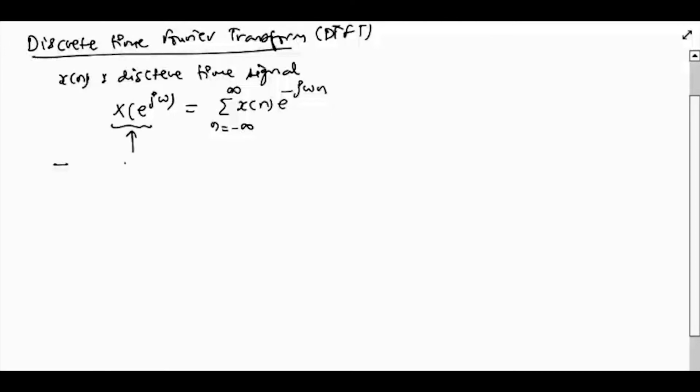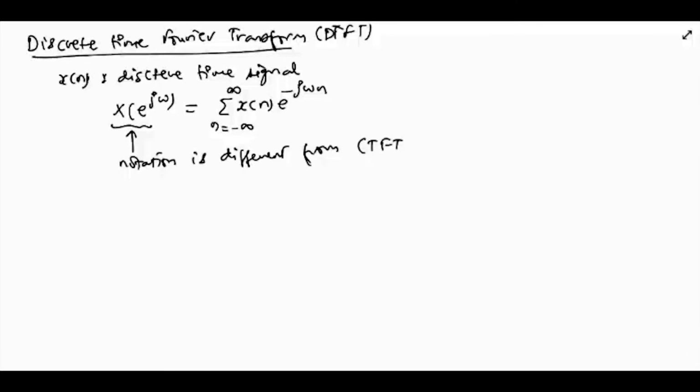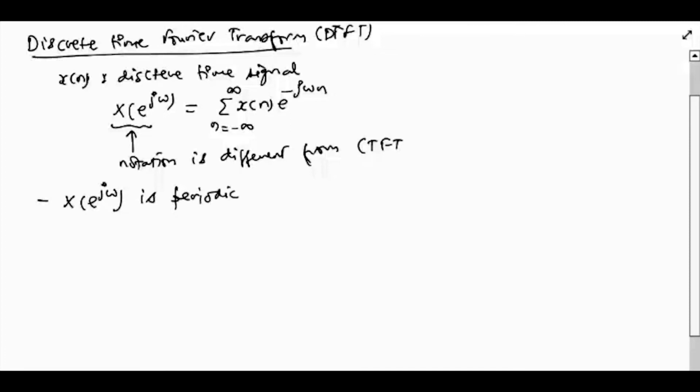So this notation is different from continuous time Fourier transform. There is a feature that distinguishes this discrete time Fourier transform from continuous time, and that is these Fourier transforms are periodic. What I mean is that X(e^{jω}) is periodic with period 2π. So X(e^{j(ω+2π)}) is equal to X(e^{jω}). This can be easily verified by using the definition of Fourier transform. As in continuous time case, this equation is called analysis equation.